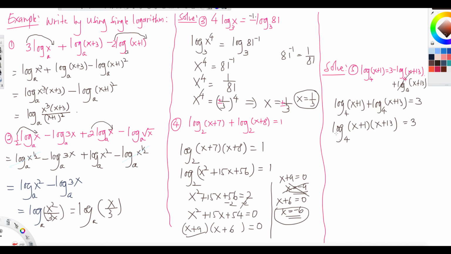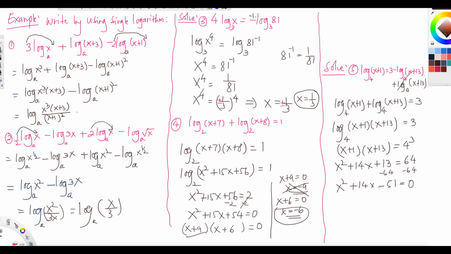Now, how do you get rid of that log? You will get x plus 1 times x plus 13. There is only one log, so the base goes to the other side as 4 to the third. Now let us FOIL the left side. You will get x squared plus 14x plus 13 equals 4 to the third, which is 64, right? Let me subtract 64 from both sides. What you get is x squared plus 14x minus 51 equals 0.